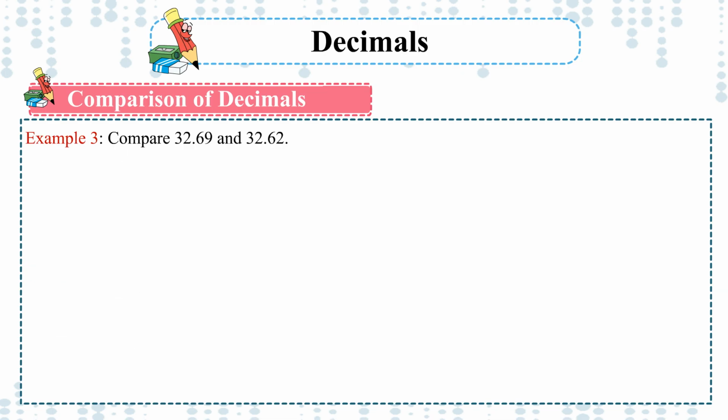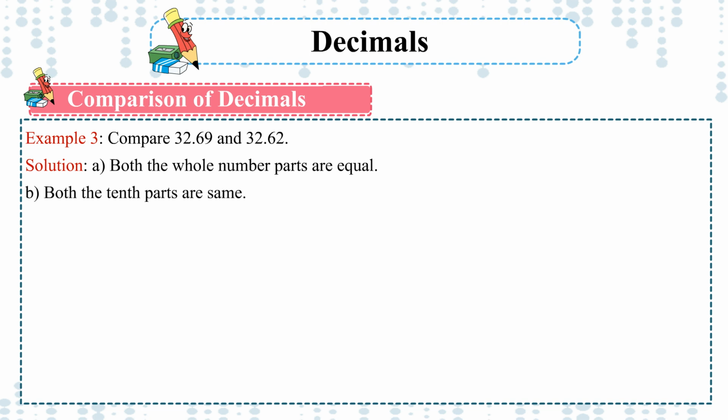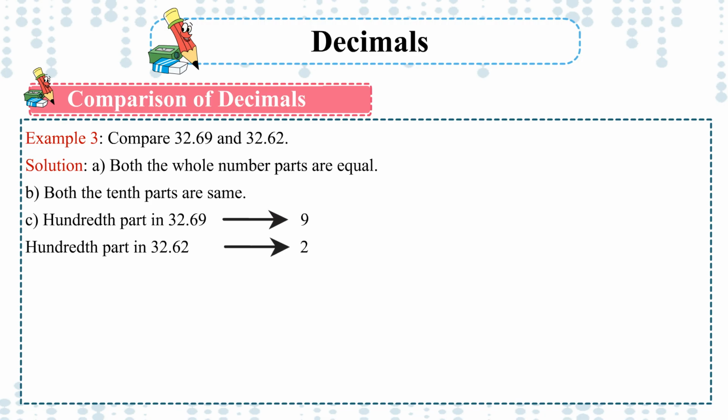Example 3. Compare 32.69 and 32.62. Solution. A. Both the whole number parts are equal. B. Both the tenth parts are the same. C. Hundredth part in 32.69 is 9. Hundredth part in 32.62 is 2. D. Since 9 is greater than 2, so 32.69 is greater than 32.62.